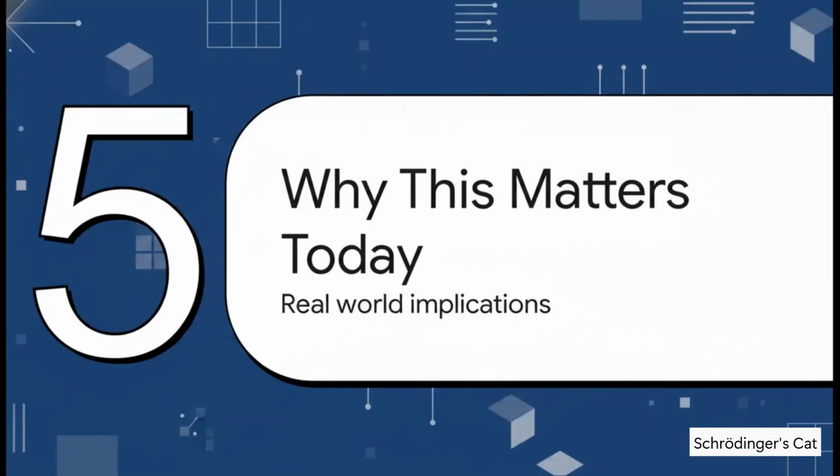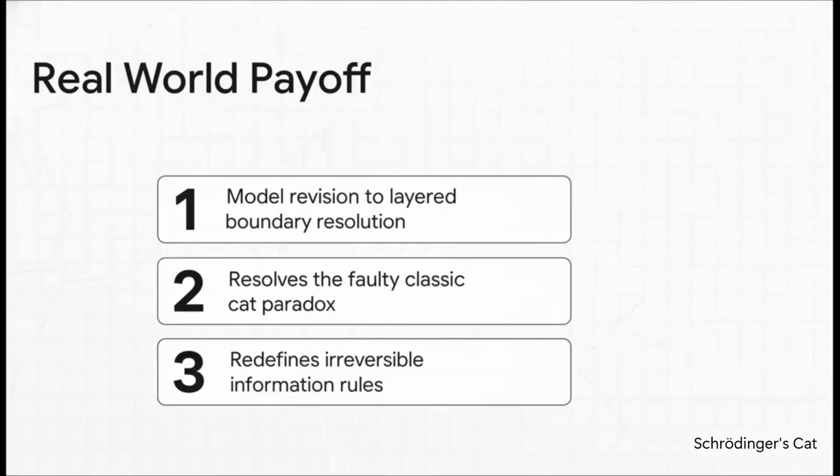And finally, Section 5. Why this matters today. Let's look at the real-world implications. This absolutely brilliant framework shows exactly why Kevin L. Brown's work is so revolutionary. First off, it drives a major model revision. It's shifting the entire scientific world away from this old idea of global superposition, the idea that the whole universe is just magic and blurry, and it's moving us toward layered boundary resolution, which is incredibly logical and highly structured.